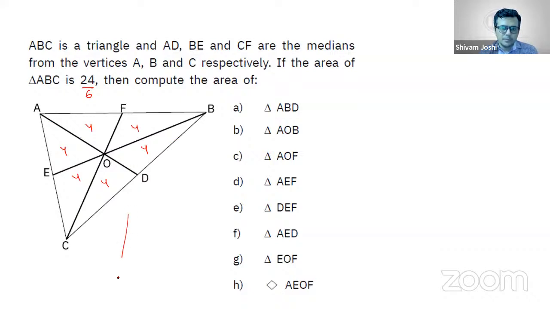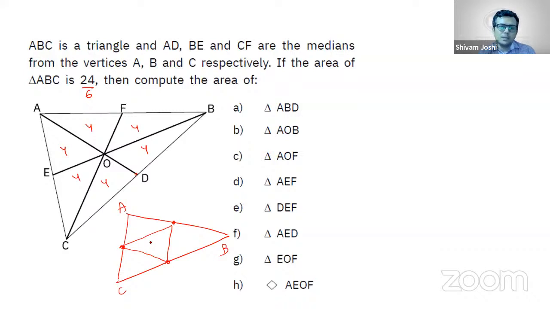What else do I know about this scenario? I know that D, E, F are nothing but the midpoints, right? When you draw the median, you are obviously connecting the vertex with the midpoint of the opposite side. So D is the midpoint. Similarly, F and E are also midpoints. If I now connect these midpoints, it looks something like this.